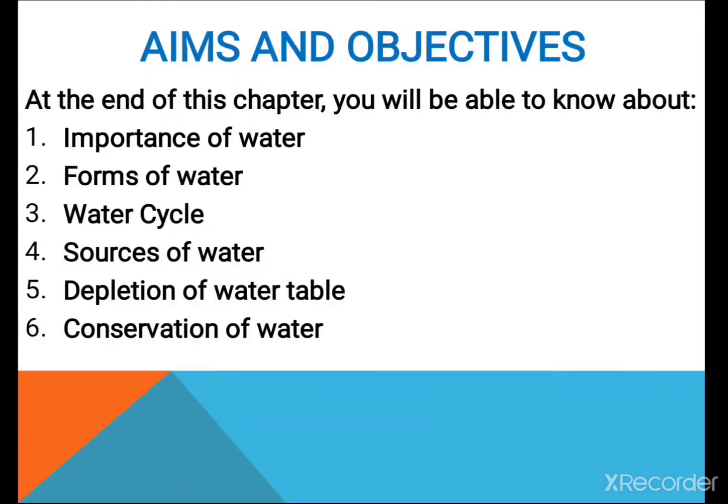Aims and objectives. At the end of this chapter, you will be able to know about importance of water, forms of water, water cycle, sources of water, depletion of water table, conservation of water.